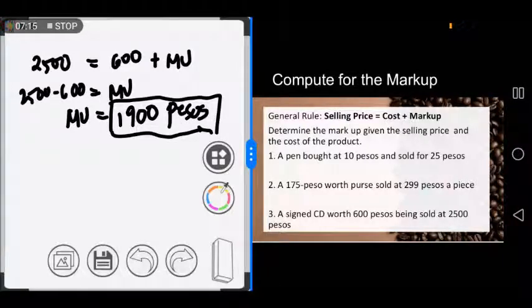Now, we will be encountering in our future discussions 2 types of rates. Okay? So, yung rates po natin, one will have the cost as the base and another one will have the selling price as the base. At yun yung pag-uusapan natin na kasunod.